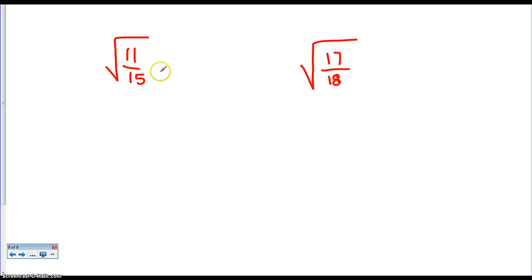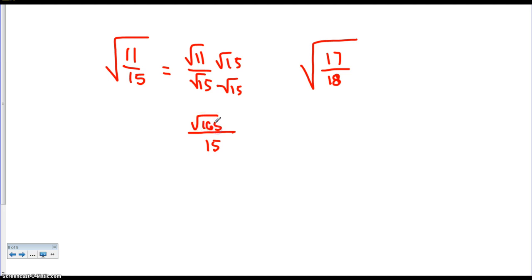So let's look at these examples here. I have the square root of 15 and the square root of 11. I'm going to multiply both the top and bottom by square root of 15. In the bottom I have 15, and 11 times 15 is 165. So I end up with the square root of 165 over 15.